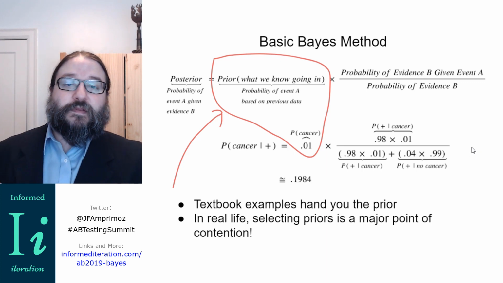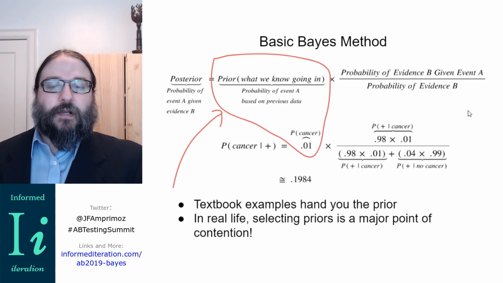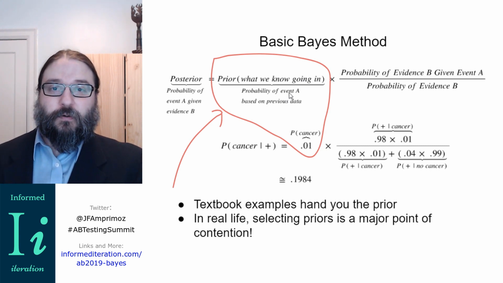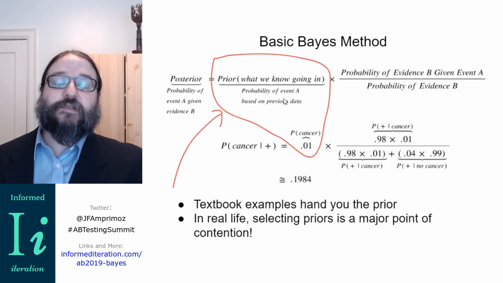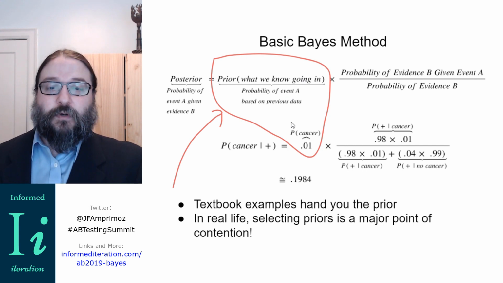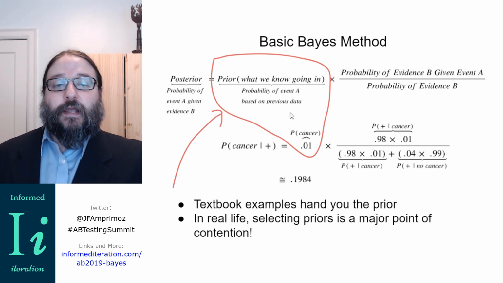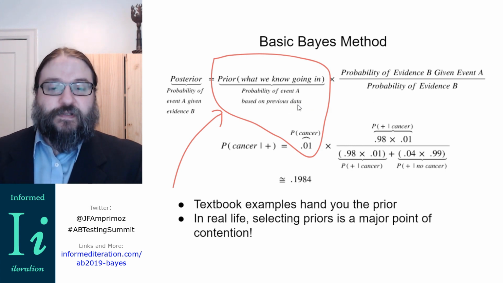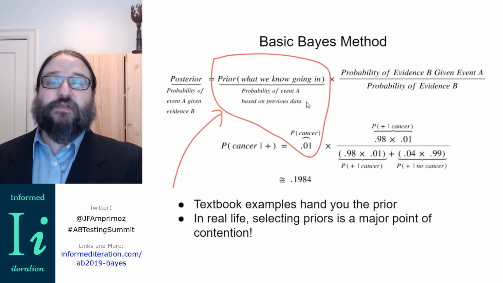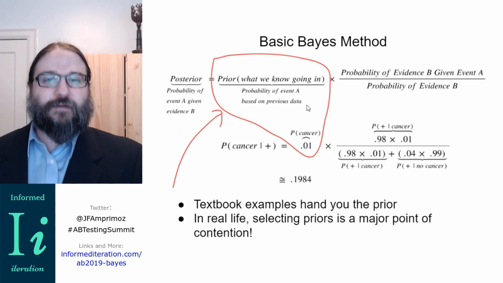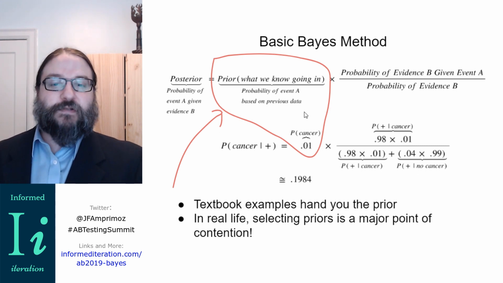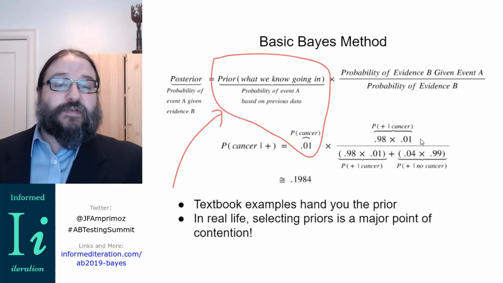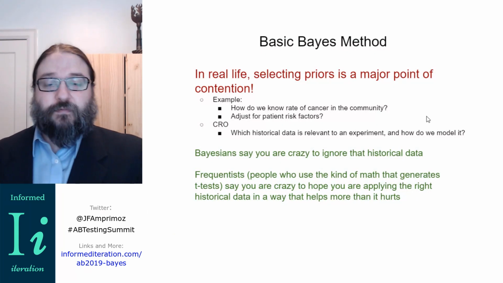Now, the tricky bit around this is how do we represent that outside part, that part that's not our experiment result, it's the prior belief. What are we putting together here? Here, it's the textbook example. I just put the example together. I said this person comes from a community with a 1% rate of cancer, so that's what the prior is. Stick it in. In real life, selecting priors is a major point of contention.